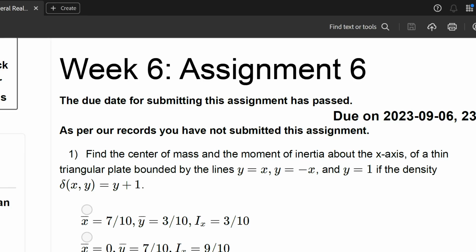So this is week 6 of previous year assignment question. The first question is about center of mass and moment of inertia about x-axis of a thin plate. How to find the center of mass and all, I will tell one by one.